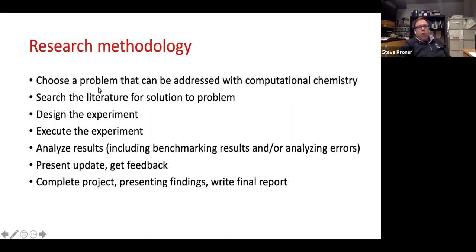Methodology: try to find a problem that you can address with computational chemistry. Search the literature to see if it's already been solved before. Ideally, we're going to try to do novel approaches, try to do things that haven't been published before. Computational chemistry is unique in a sense.